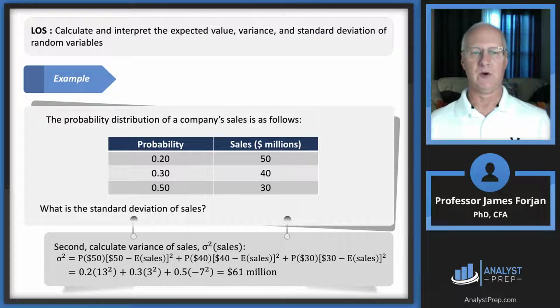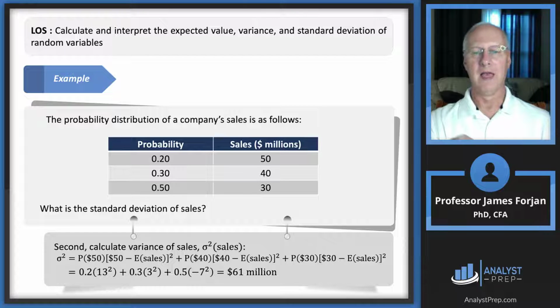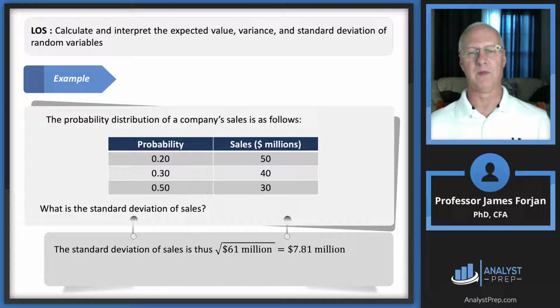Now, what we need to do in order to get the variance of sales or the standard deviation of sales is go ahead and take each possible outcome. So 50 is our first outcome minus the expected sales. What was that, 37 in that previous one? Yeah, minus 37. We're going to square it, and we need to multiply it by that probability of 20%. And we do that all the way out to the end. Sum all those, and we get 61 million, and we take the square root, and we get around 8 million.